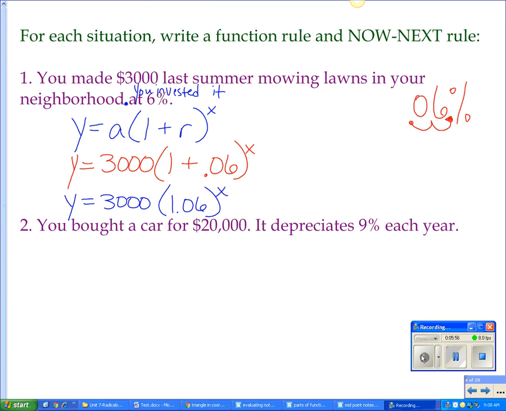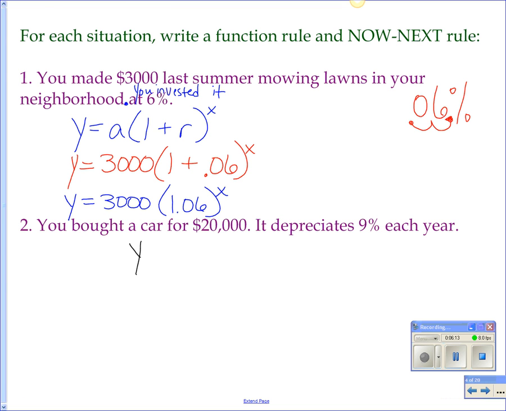Other one. You bought a car for $20,000. It depreciates 9% each year. Okay, question 1. Is it linear or exponential? Why is it exponential? Because it has a percent. So now I'm going to write the exponential formula. Y equals A parentheses 1.